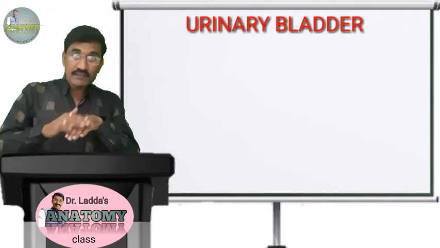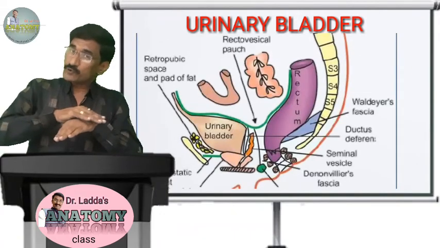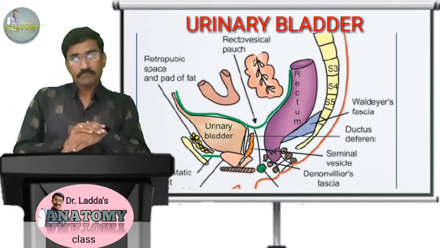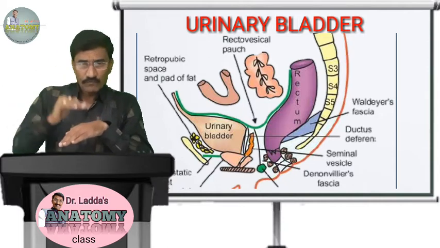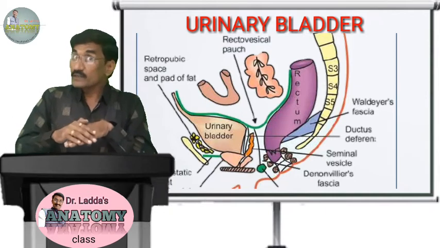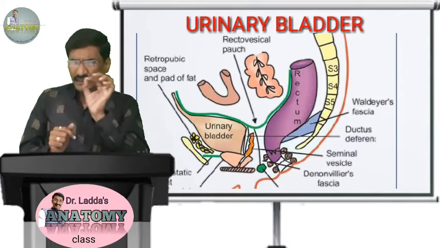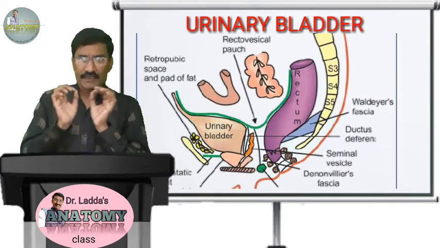Now the superior surface. We know above this surface there is an absolute covering of the peritoneum, and above this peritoneum we know there is the sigmoid colon and the terminal part of the ileum. The sigmoid colon and the terminal part of the ileum vary a little bit in male and female.